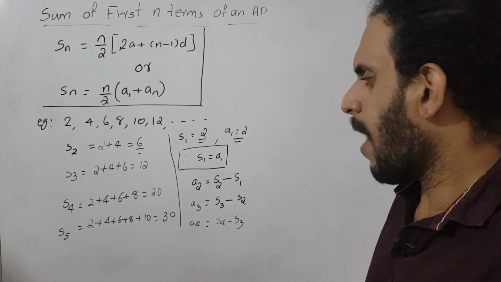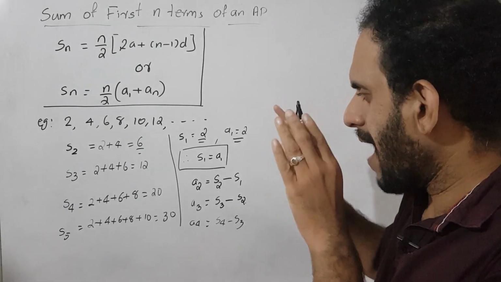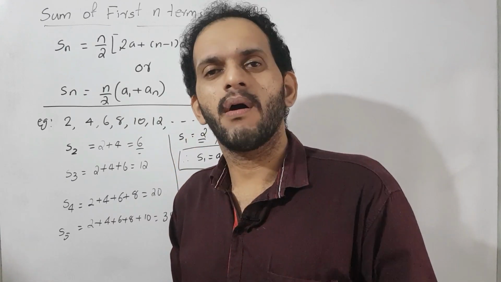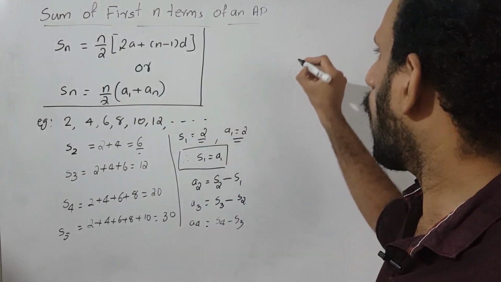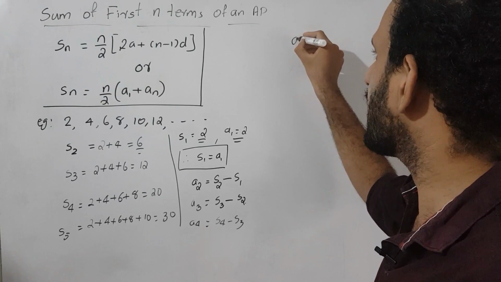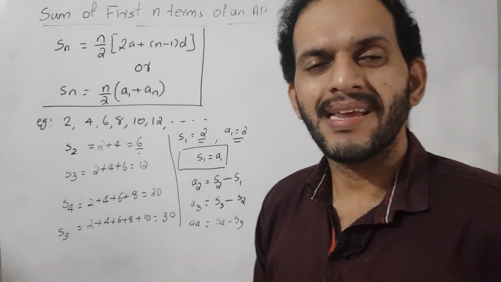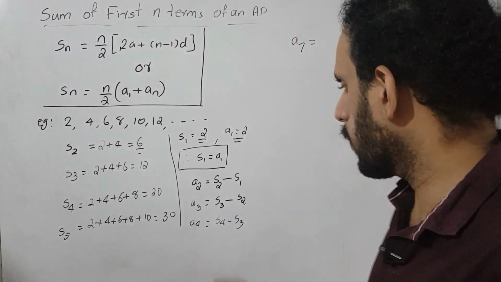Okay. So I think you got the idea. As like this, how do we express the term in terms of a sum? As like, how do we write A7? How do we express A7 in terms of a sum? Is very clear.